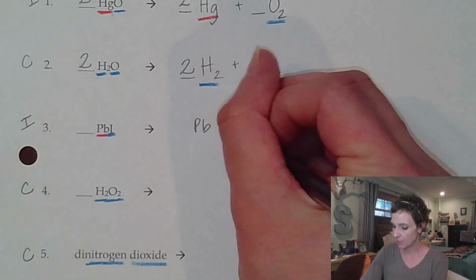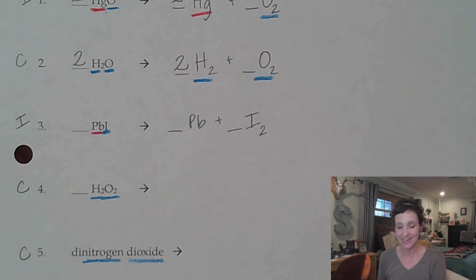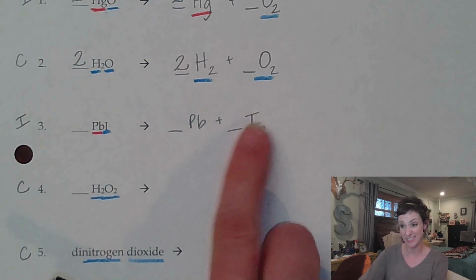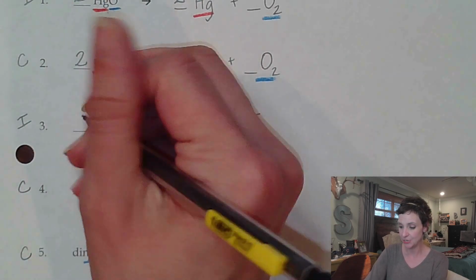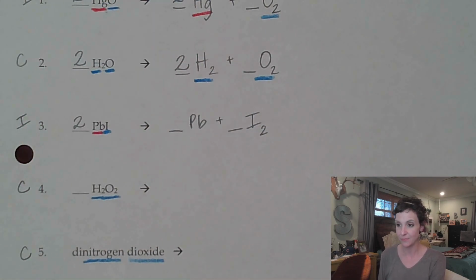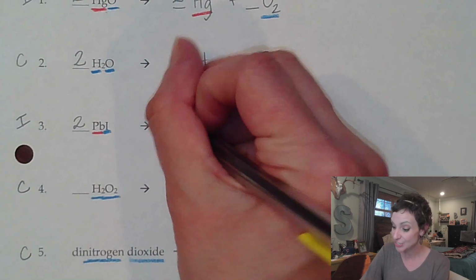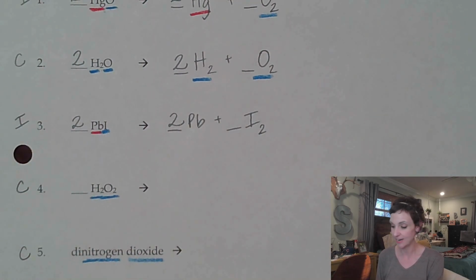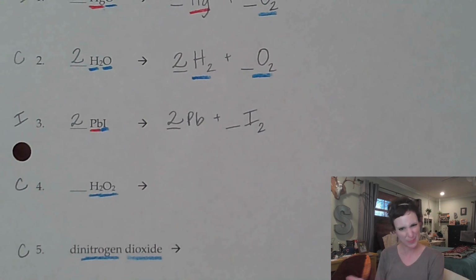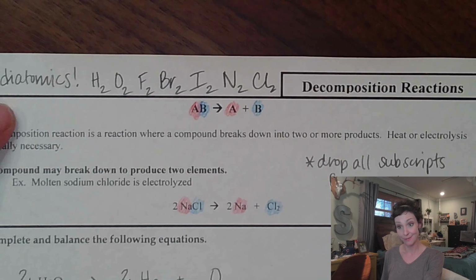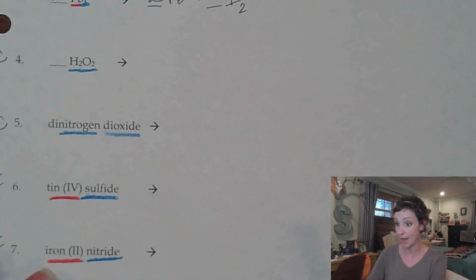Okay. Now we are going to balance at the very end. Let's see. 2 iodines over here, which means I need 2 on the reactant side, which then means I will need 2 leads on that product side. Looking good. See, we're moving a little bit faster. Those diatomics, man, they really mix some things up. We gotta be aware of them.